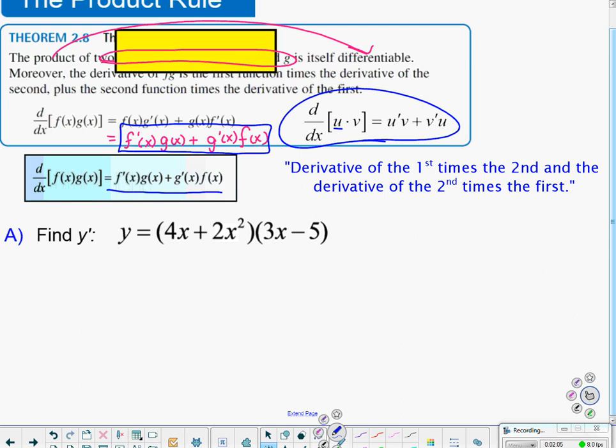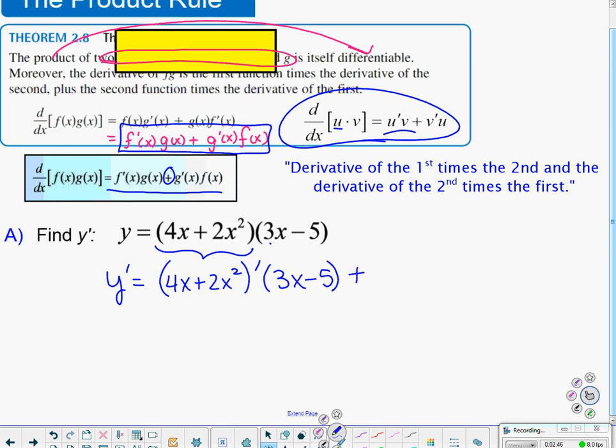What do we have going on here? Well, I can see I clearly have two functions, f times g, or if you like this notation, you could think of it as u times v. And we're going to just follow the product rule algorithm here. So I'm going to find y prime by taking the derivative of the first. I'm going to write this out, but probably only for this one. We're going to take the derivative of the first, multiply it by the second function, 3x minus 5. It's an addition sign between them, so plus.